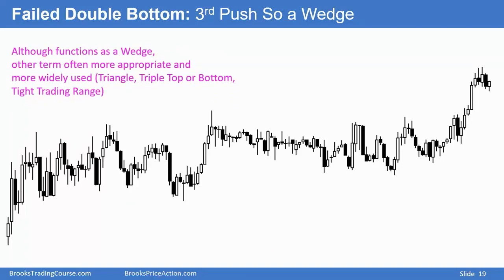Usually when I see patterns like that that really don't look like wedges, and the context is really not good for much of a breakout, I do not use the term wedge. I use other terms like a triangle or a triple top or a triple bottom, or simply call it a tight trading range. Instead of worrying about a wedge here, I would simply call it a tight trading range.